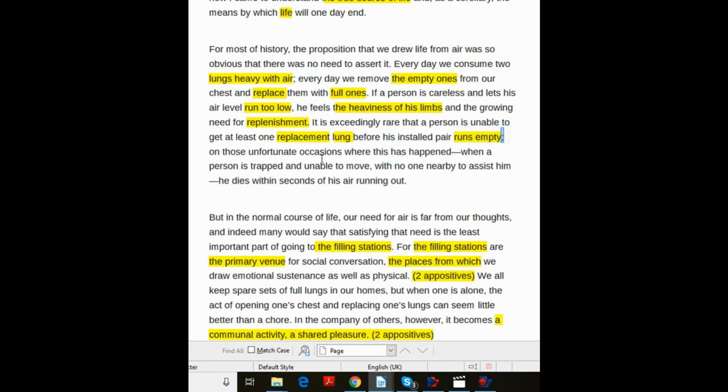And he's decided to use a semicolon for the last 2 main clauses. Okay, and he's got some dashes to insert an interruption. And it's a subordinate clause that's interrupting. It's when a person is trapped and unable to move, with no one nearby to assist him. So a subordinate clause and a prepositional phrase. He interrupts the first main clause.